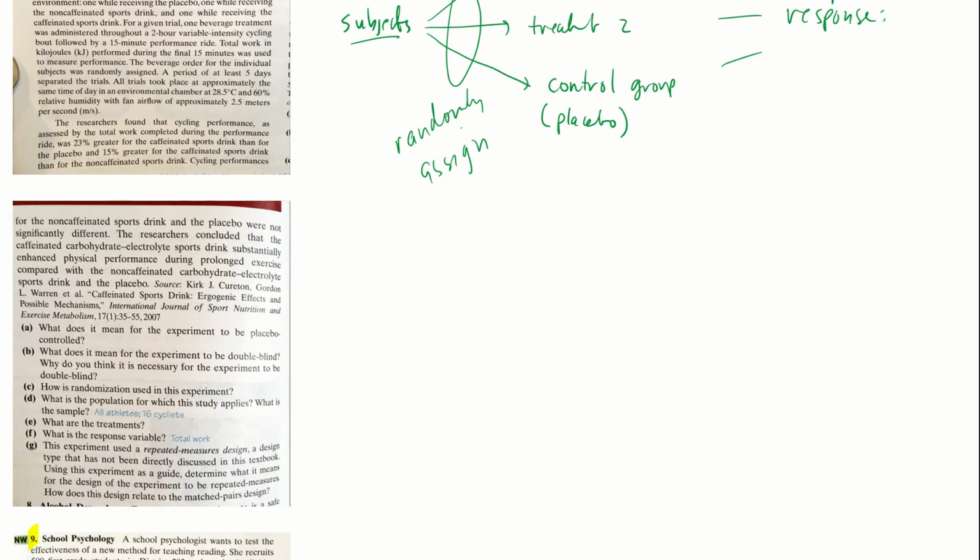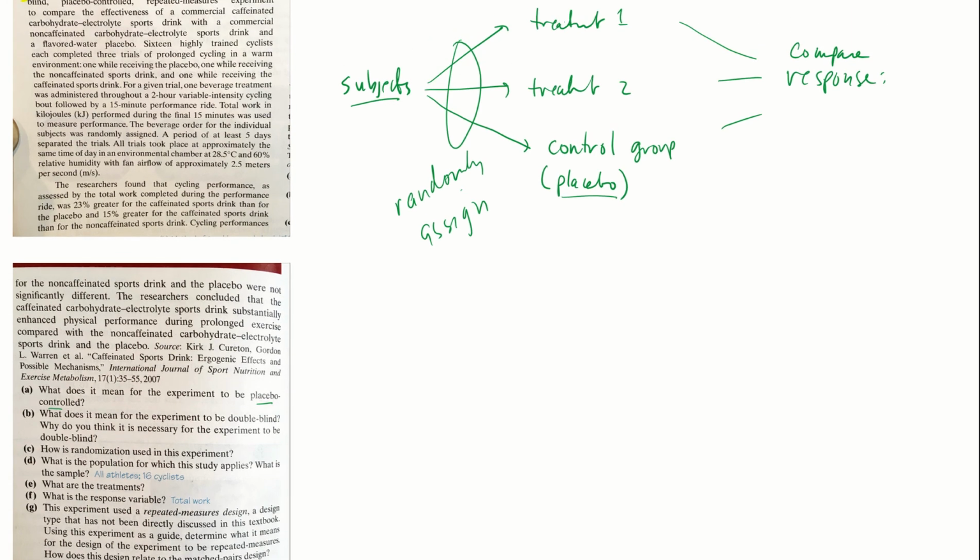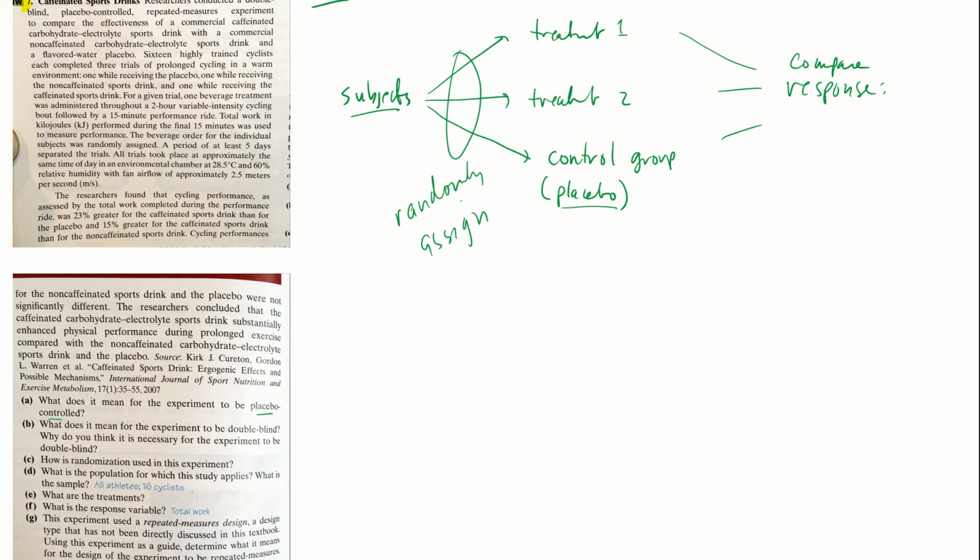So these are the questions that we need to know. What does it mean to be placebo controlled? Right? We have a placebo group here. Double blind means the subjects don't know what treatment they're getting, which is good. But that's also single blind. Double blind, though, means that the people evaluating don't know either.